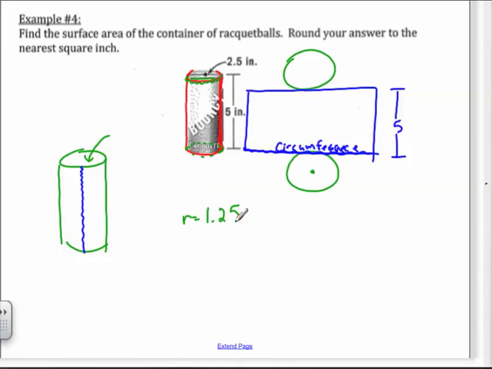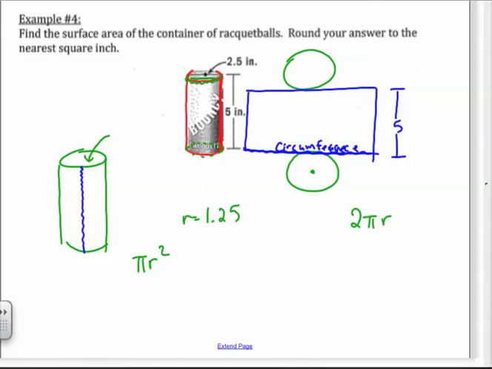Now I can find the circumference. The circumference is equal to 2 pi r, and the area is equal to pi r squared. Now guys, I'm going to pause this for just a second because I've got to let you go to class, but I'm going to finish this up, so watch it tonight.